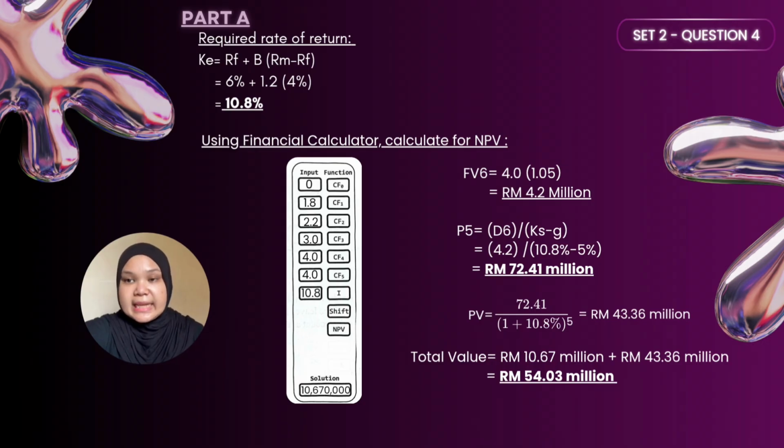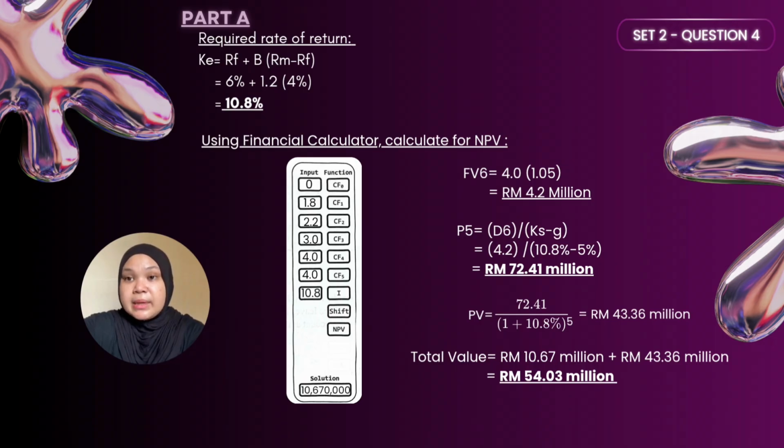So, we calculate the terminal value using the growing perpetuity formula. First, we find the cash flow in year 6, which is RM 4 million multiplied by 1.05, giving RM 4.2 million. Then, the terminal value at the end of year 5 is calculated as cash flow in year 6 divided by the difference between the required return and the growth rate.